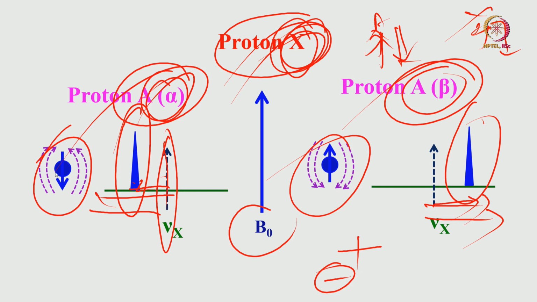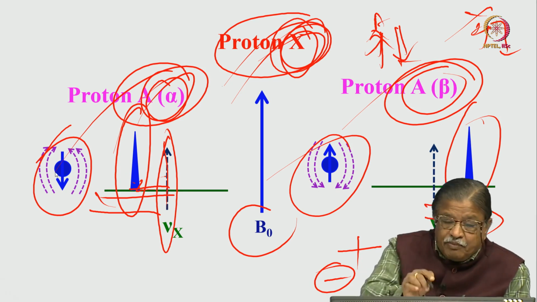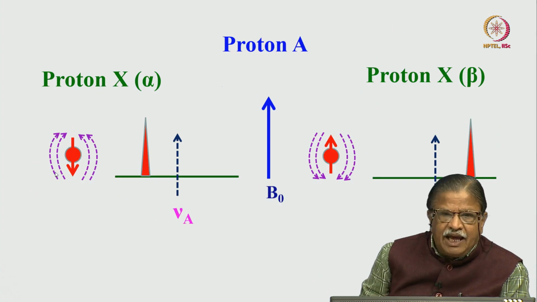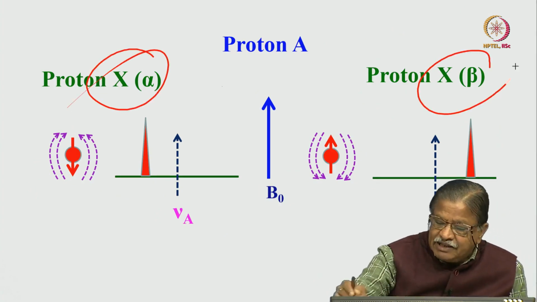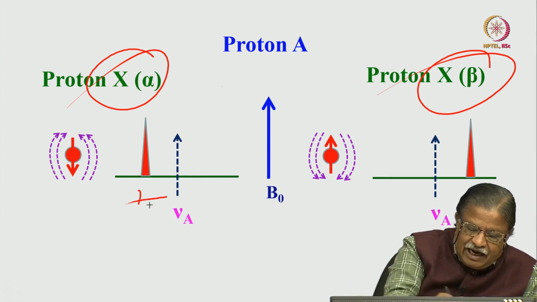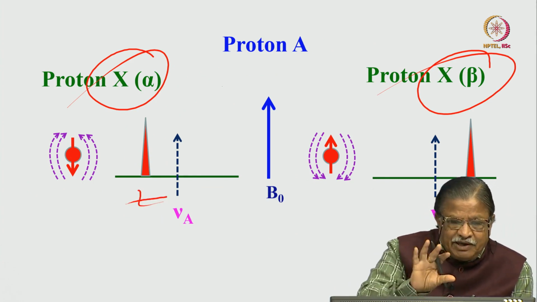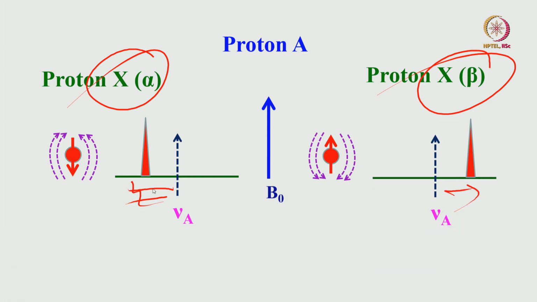Fine. Now, what about proton A? We looked at proton X. Look at proton A. Proton A again sees proton X in the alpha state, and proton X in the beta state. Again it will split into two, one moves to the low frequency, one moves to the high frequency region. Essentially what is happening is, when two protons are interacting, each proton will see the other proton in alpha and beta spin states. As a consequence, it will become a doublet.